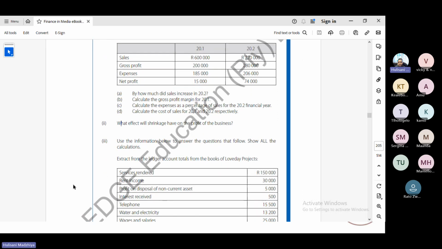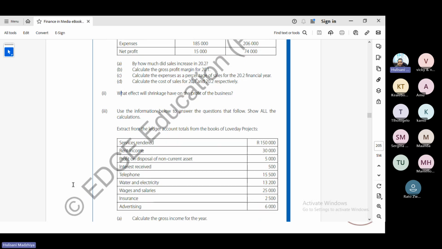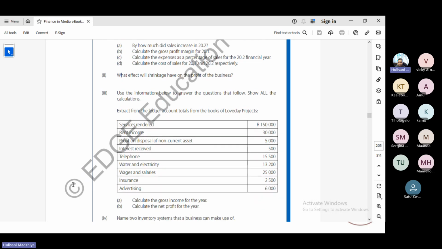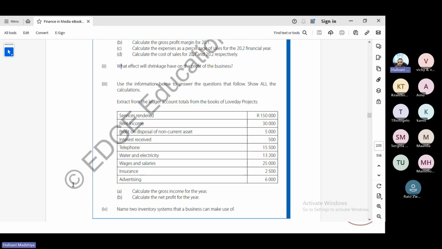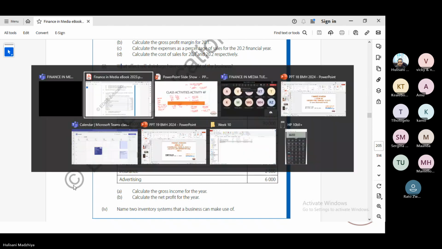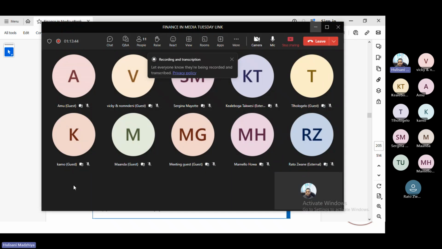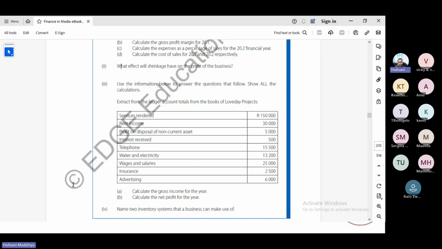Going to Roman figure number 3. So Roman figure number 3 says: use the information below to answer the question that follows. I just wanted to quickly confirm if I'm not muted, because it does happen sometimes that I speak and I'm actually muted, and you guys do not get to notice or notify me.